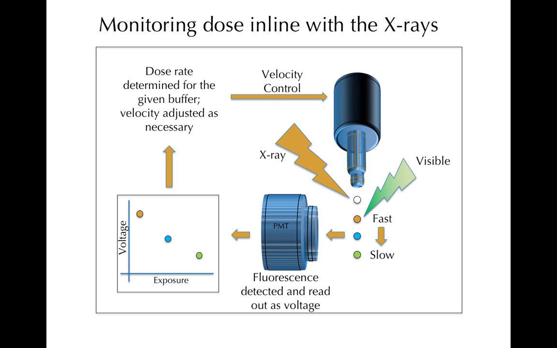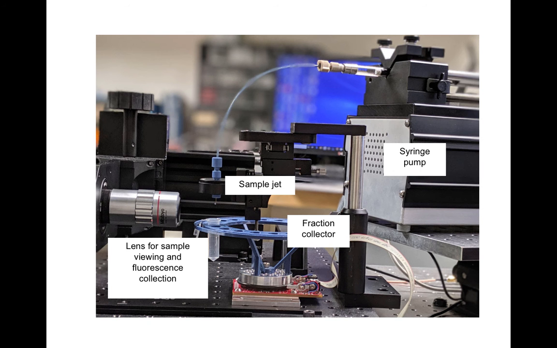And the amount of fluorescence of that dye tells us how much dose that sample has received. And so we can generate this Alexa dose response immediately and then control the velocity as necessary, tune those parameters, and figure out exactly what X-ray exposures we want to use for our protein samples. So this has improved the experiment tremendously and saved us a lot of time at the beamline.